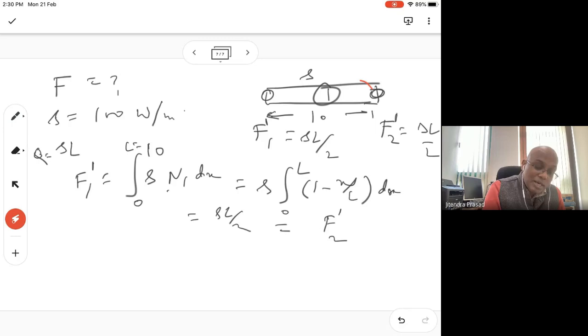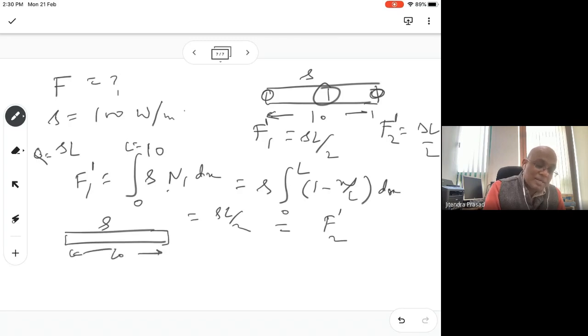So basically, the total heat has to be distributed into 2. Half will go here, half here. So you got it. Now, the second part is exactly the same. It has the same S, the same length and everything. Here also heat is generated, half will go here, half will go here. This is element number 2, so F2,1 is equal to SL over 2, which is equal to F2,2.